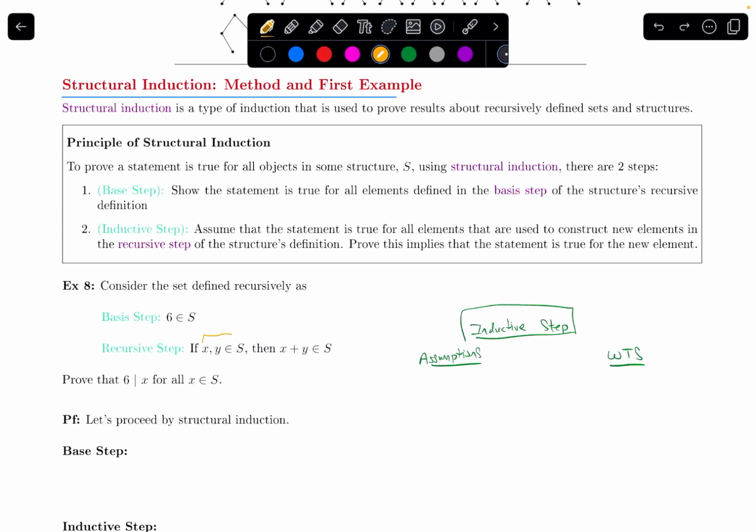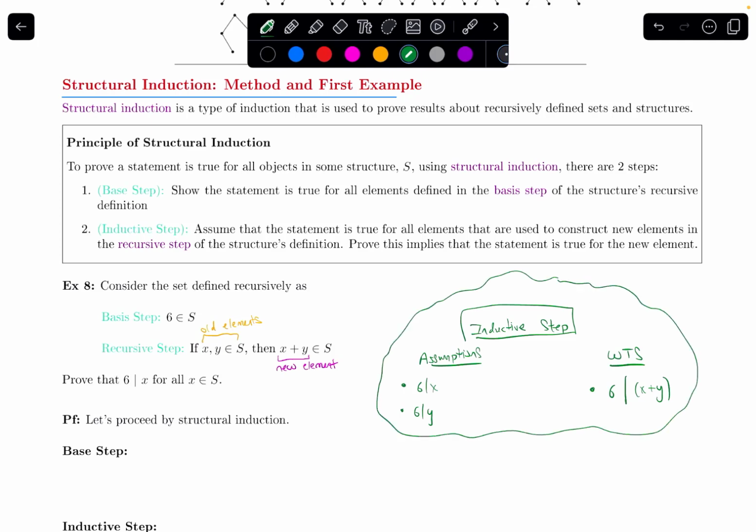So let me label these. These are the old elements. And then x plus y is the new element that I get. So in the inductive step, we assume that whatever we're trying to prove holds for these old elements. For my example, I would be assuming that 6 divides x, and I would be assuming that 6 divides y. And then what I'd want to show is that this statement holds for the new element, x plus y. So I would want to show that 6 divides x plus y. Okay, so I'm going to put this in a little thought bubble.